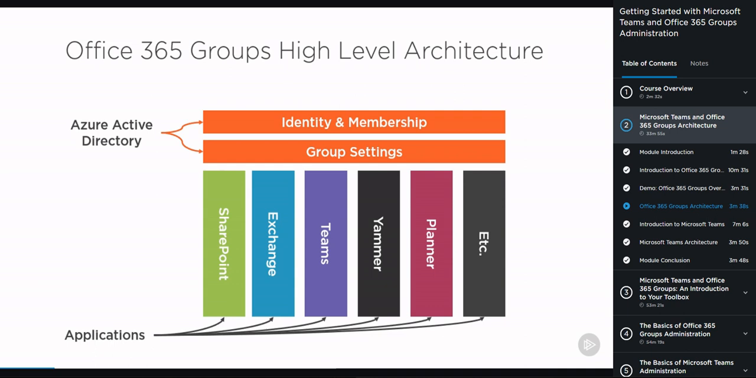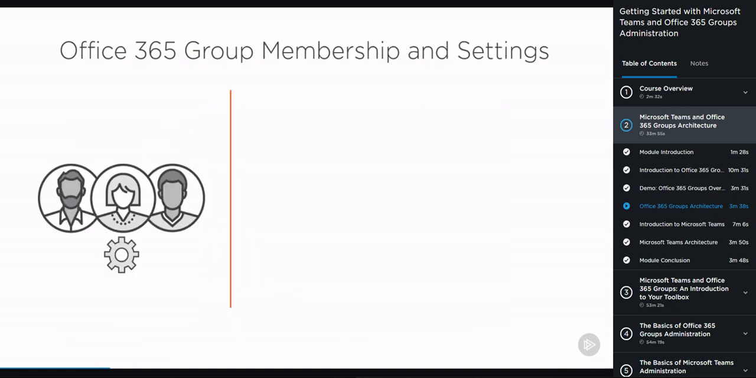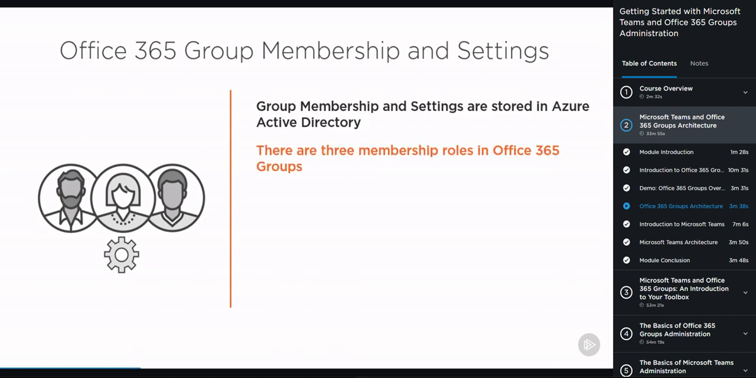Now let's go a bit deeper into the group membership and settings, which, like I mentioned before, are stored in Azure Active Directory. There are three membership roles in Office 365 groups. First of all, owners. Group owners can add or remove members and have unique permissions like the ability to delete conversations from the shared inbox or change different settings about the group. Group owners can rename the group, update the description and picture, and more.